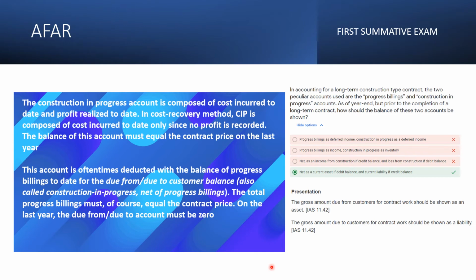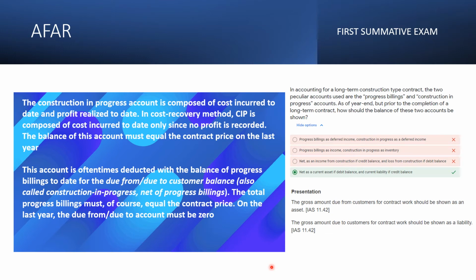Our next question. In accounting for a long-term construction type contract, the two peculiar accounts used are progress billings and construction in progress accounts. As of year-end, but prior to the completion of a long-term contract, how should the balance of these two accounts be shown? So, yung CIP or construction in progress account is composed of the cost incurred to date and the profit realized to date. Okay, so this account is oftentimes deducted, netted, offsetted with a balance of progress billings to date para makuha yung due from or due to customer balance. This is also called the construction in progress net of progress billings.